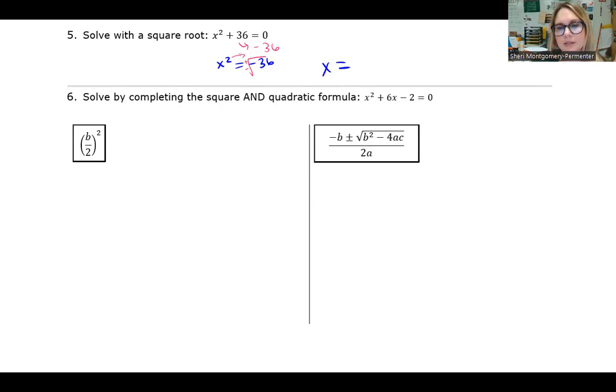What is the square root of negative 36? 6i, very good, 6i. Remember that anytime you take the square root of a negative number, it's i. You have to add that i on there.